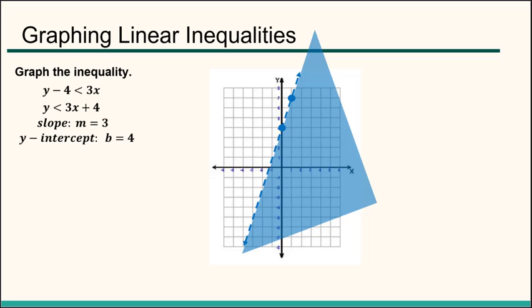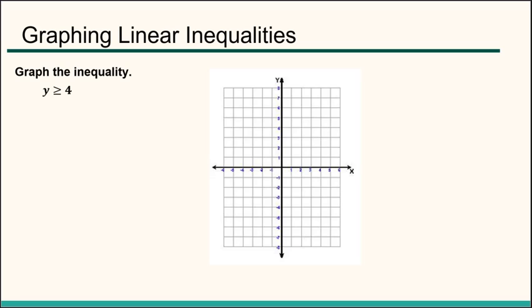So I need to check my test point, which is 0, 0. There he is. I'm going to plug him into my inequality. Is 0 less than 3 times 0 plus 4? And I'm going to say that it better be because I've shaded that bottom section. So let's see. Is 0 less than 4? Yes, it is. So I'm happy there. Let's look at another one.